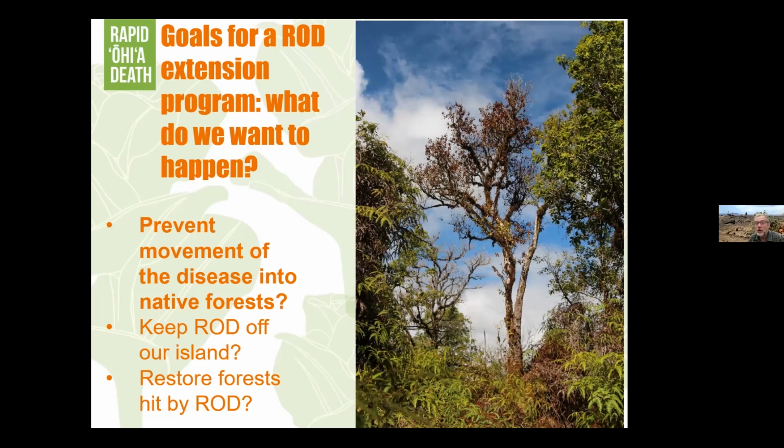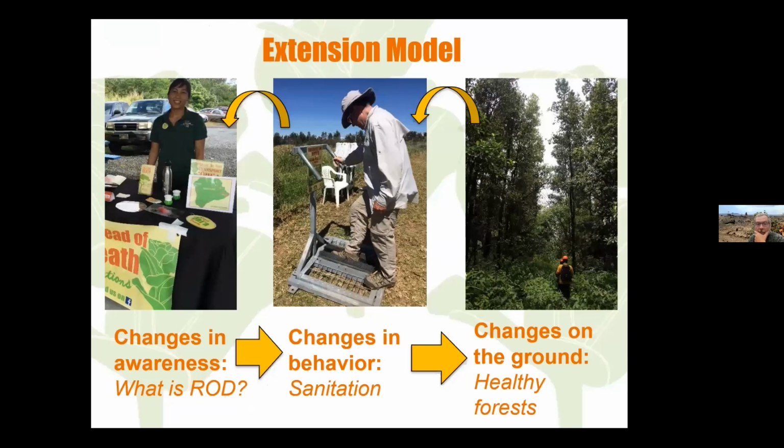For those of you on the other islands, if you're on Maui or Oahu, you may say, hey, we want to keep ROD off our island. And then, of course, there's the more virulent pathogen, which we haven't found on Maui or Oahu or Molokai or Lanai. We don't know why. Maybe that's your goal, but set a goal. This is what we want to have happen. Then from your goal, you want to work backwards and think, okay, what do we need to do?